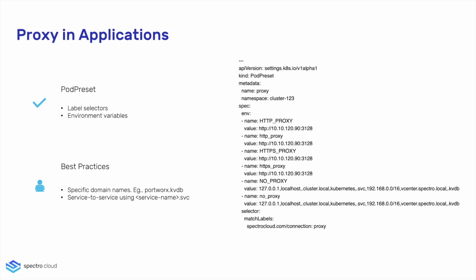There are also a couple of common challenges with applications. Some applications like Portworx, for example, have very specific domains like KVDB. In such cases, each namespace may need additional no proxy settings. Also, a lot of services communicate with other services by directly using the service name. And obviously, these internal calls need to skip proxying. So as a best practice, if services use the suffix .svc, then this regex can be added to the no proxy list to solve the issue.